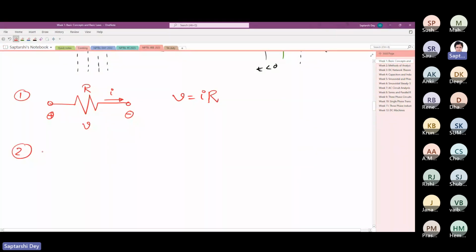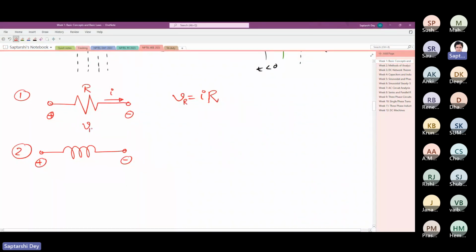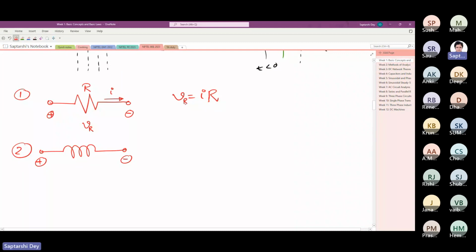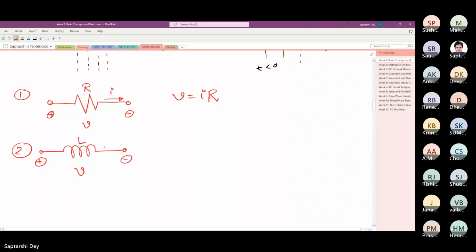Resistance. Now we have inductor. Similarly, let us write VR, voltage across resistance, subscript R, I am not multiplying. Okay, let us not write this, this may be confusing. Again, an inductor, pure inductor, V L. Current is flowing in this direction. What is the relation between V, I and L? V equals L di by dt.